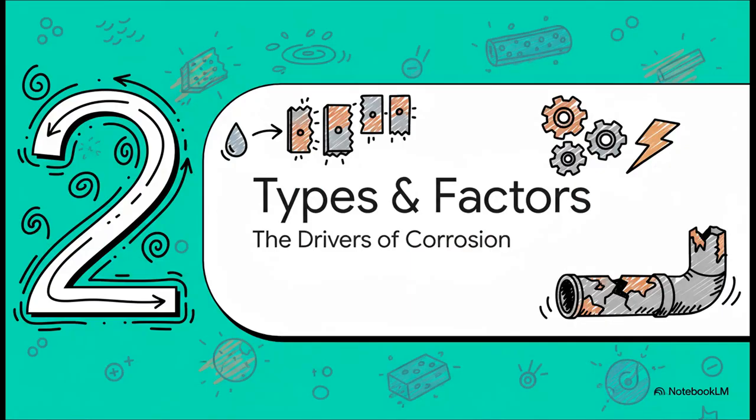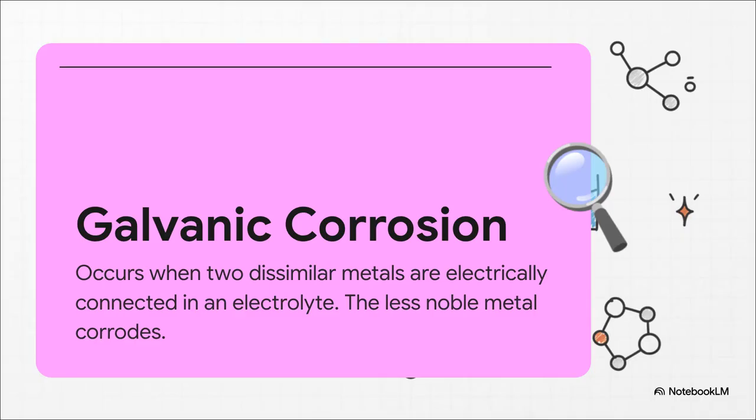Now that we've zeroed in on wet corrosion, let's explore its most common and honestly most interesting form, galvanic corrosion. We'll also break down the factors that can crank up the speed of this process from a slow rust to a catastrophic failure. You can bet this will be on your exam.